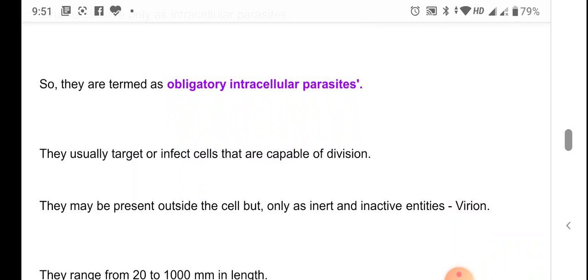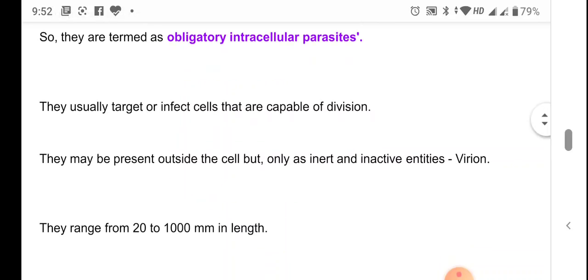Of all the viruses, they will have host cells which are capable of division. Only then will these viruses be able to divide. So they select a host cell that is capable of division, and these viruses may be present outside the cell or inside the cell. When inside the cell, they are active and dividing. But when they are outside the cell, they are inert, and these inactive entities are known as virions.